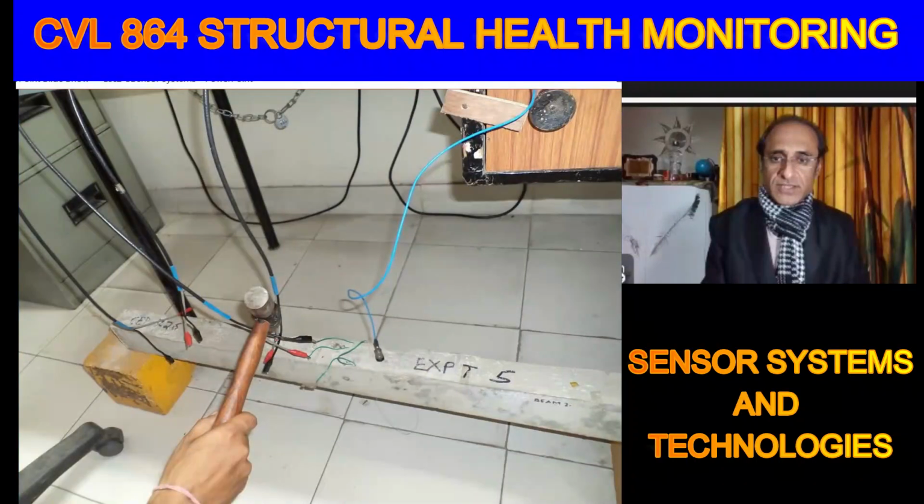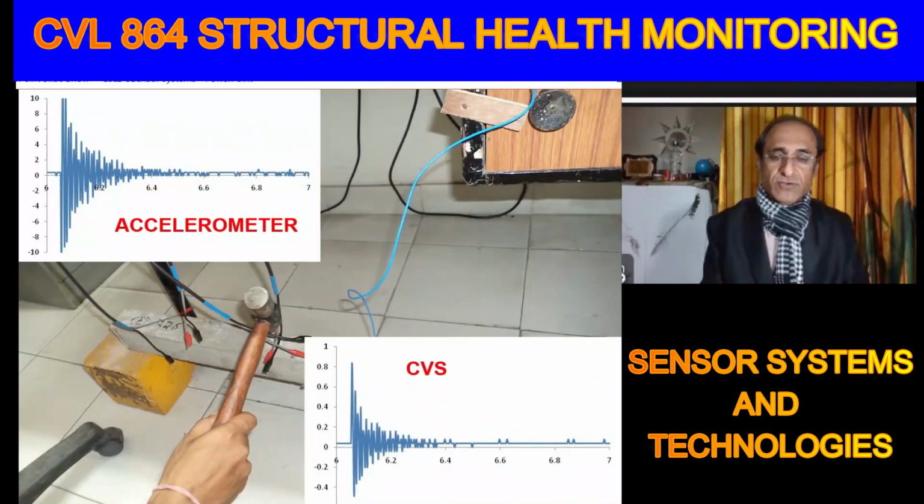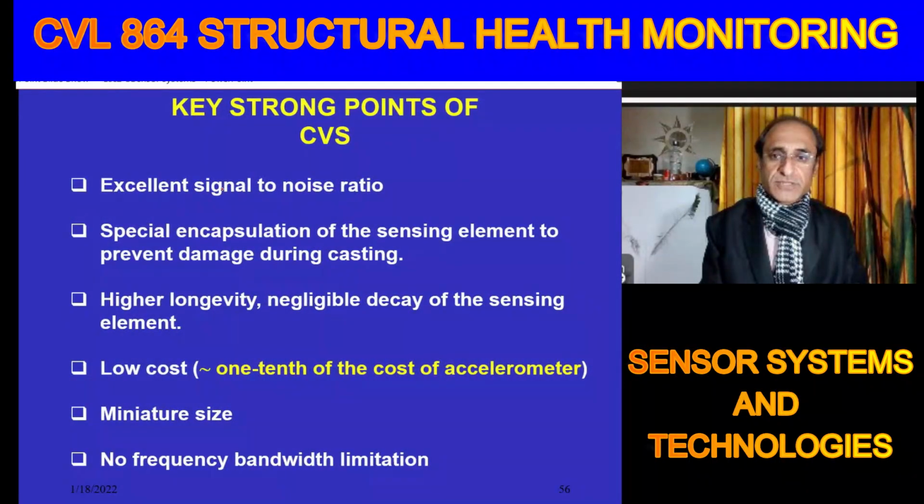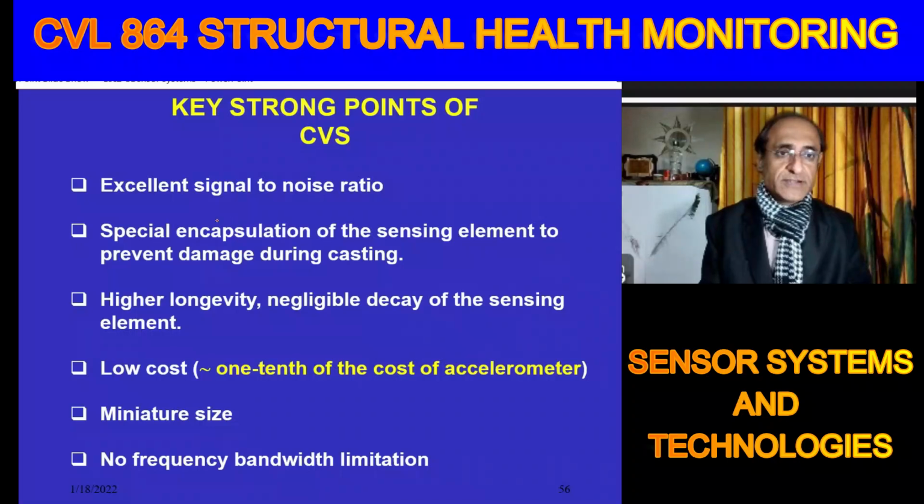Here we are comparing the response from piezo with that from the accelerometer. Of course, the two are providing different parameters. The accelerometer provides acceleration, in meters per second square, and piezo provides voltage, in volts. But what we are comparing is the frequency response. This is from the accelerometer and this is from the concrete vibration sensor. The concrete vibration sensor has excellent signal to noise ratio because it's embedded inside, so it's very safe, with no chance of any damage.